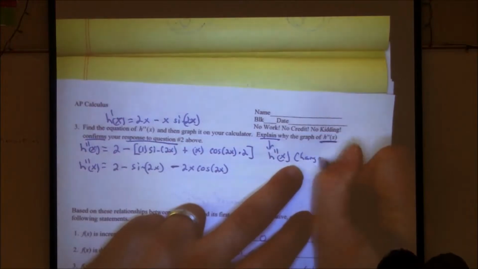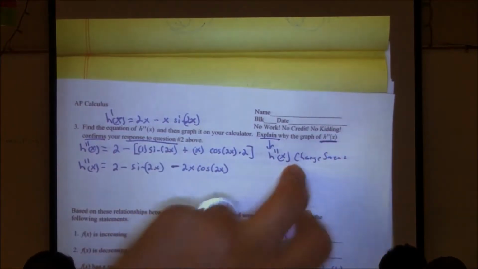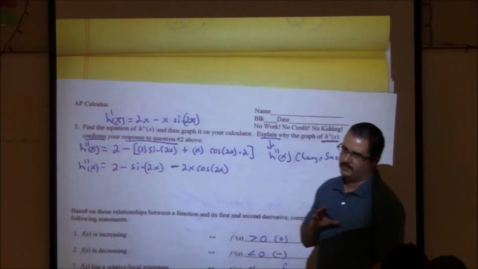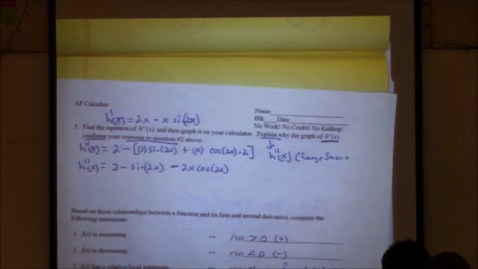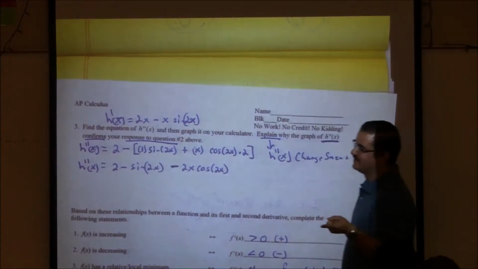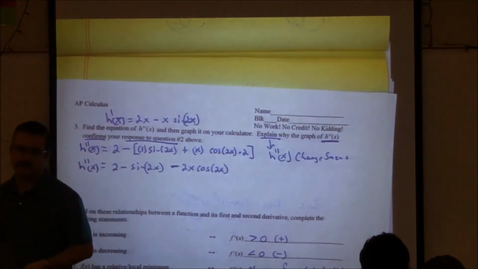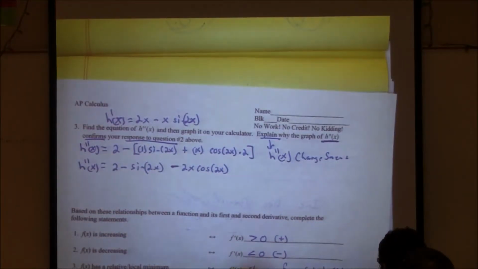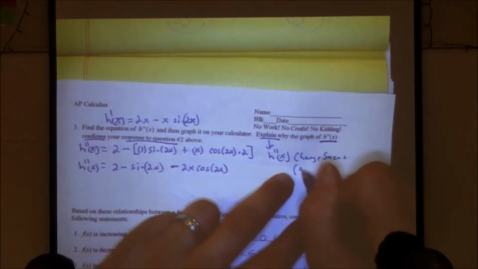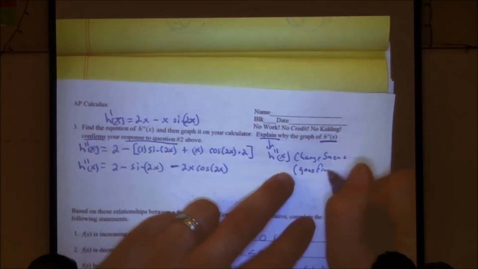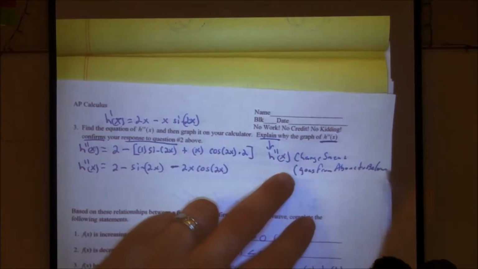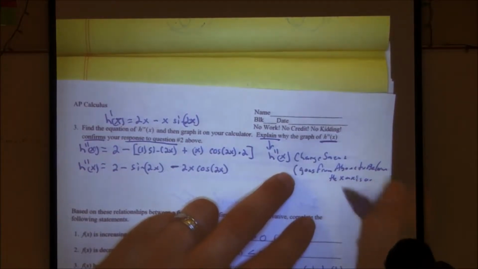It has to change signs in order for the original function to have a point of inflection, right? Okay, so how do I know if a graph is changing signs? It's going from below to above, or above to below. Very good. So it goes from above to below the x-axis, or vice versa.